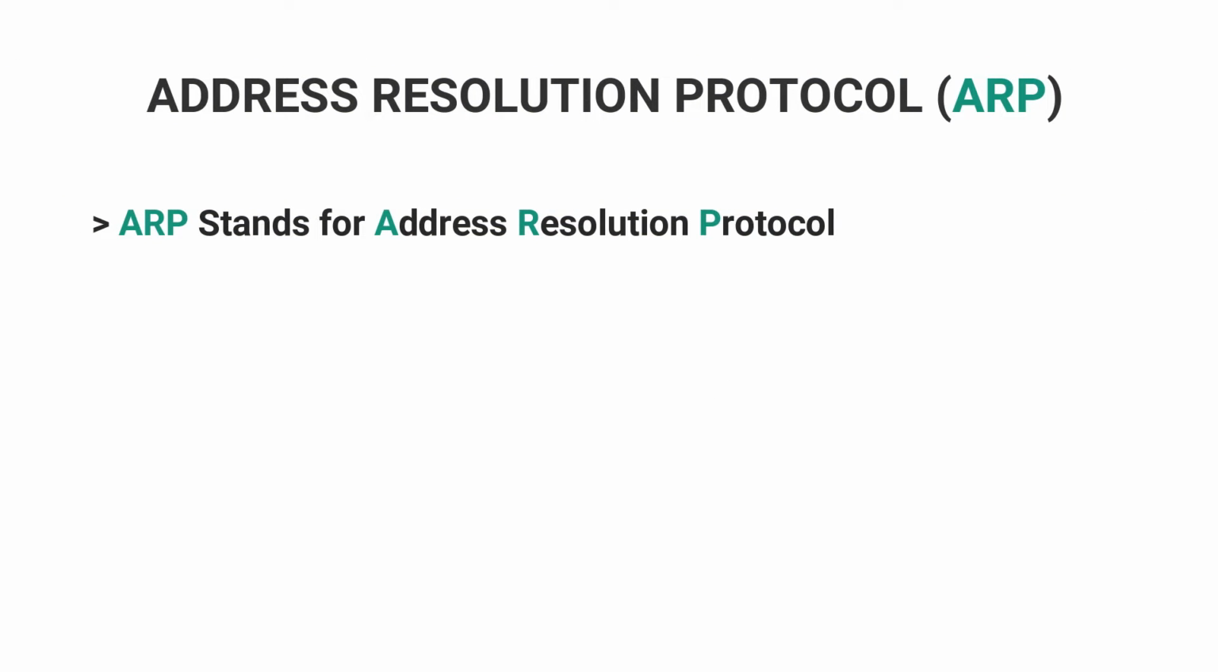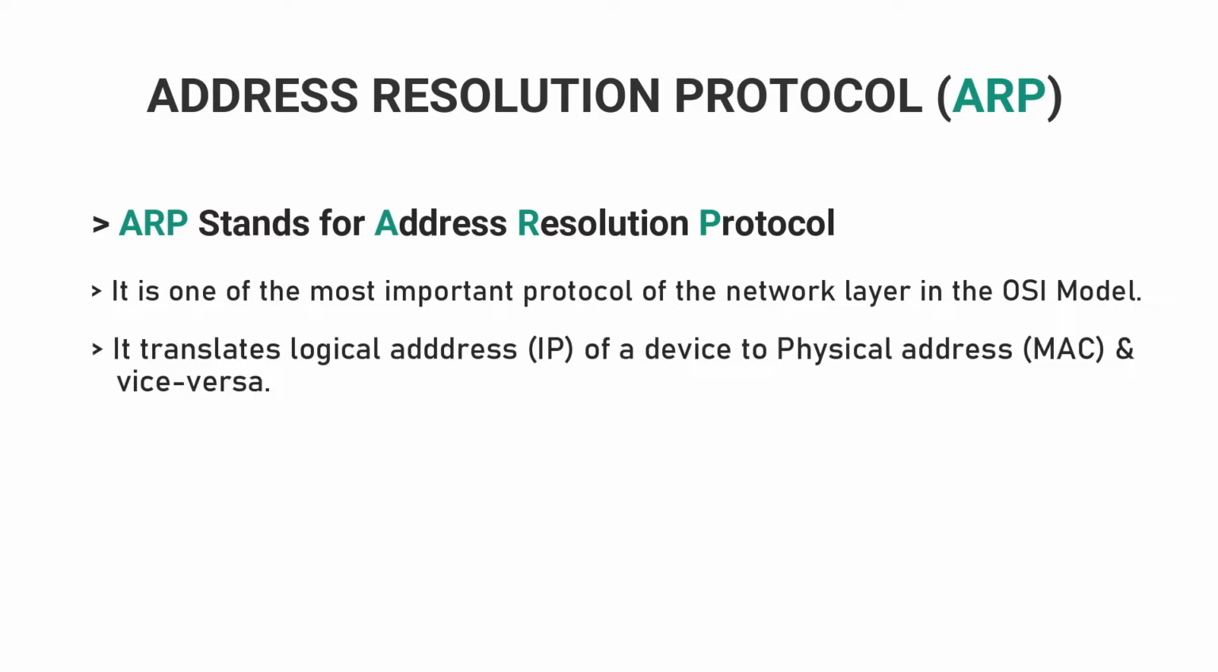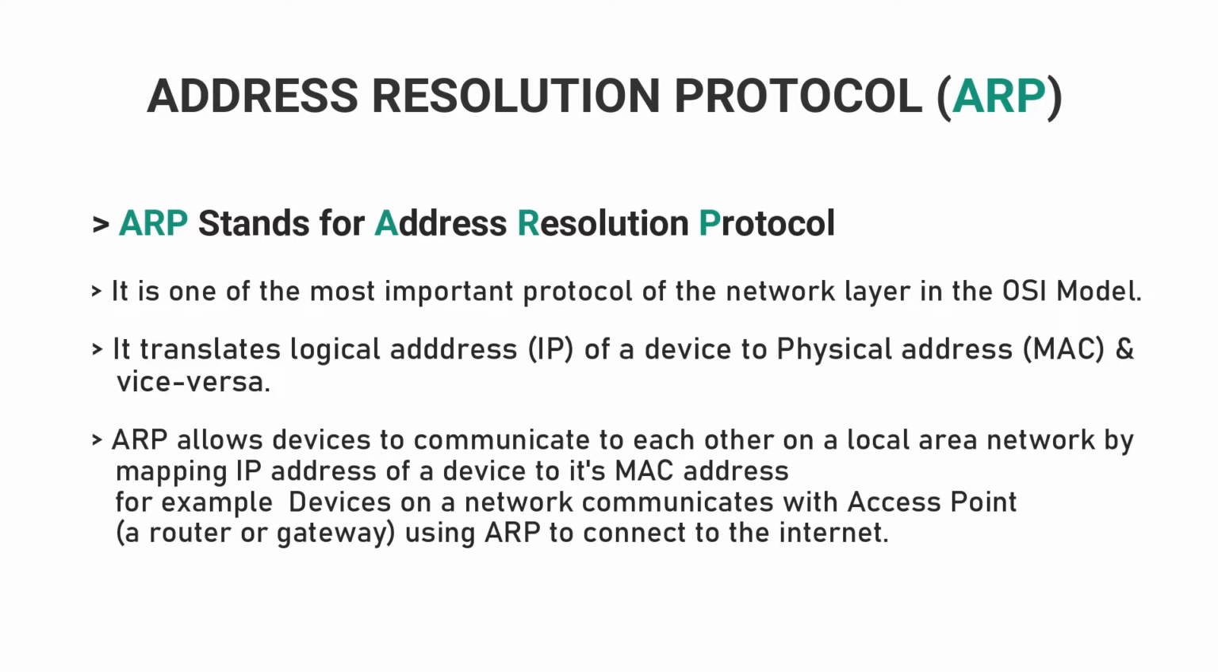What is Address Resolution Protocol? ARP, short for Address Resolution Protocol, is one of the most important protocols of the network layer in the OSI model. We will discuss the OSI model in the next video, but just for now, let's know this. The use of ARP protocol is simple to understand. Whenever a device wants to communicate with any other device on a local area network, this is where ARP protocol comes into play. ARP protocol lets devices communicate with each other by translating the MAC address of a device to its IP address and vice versa.